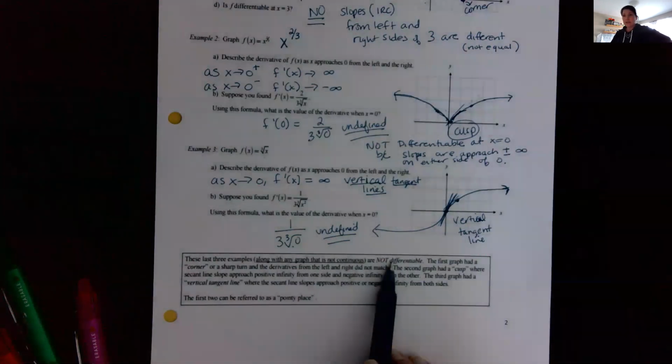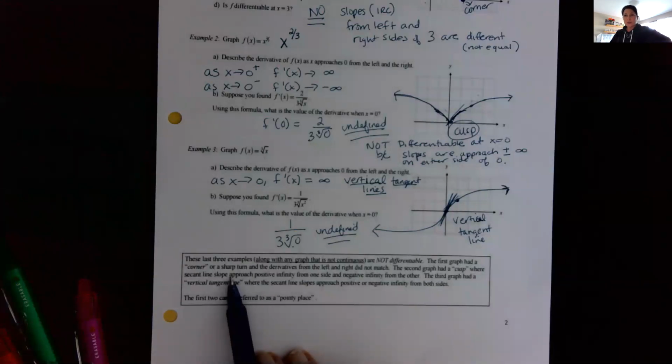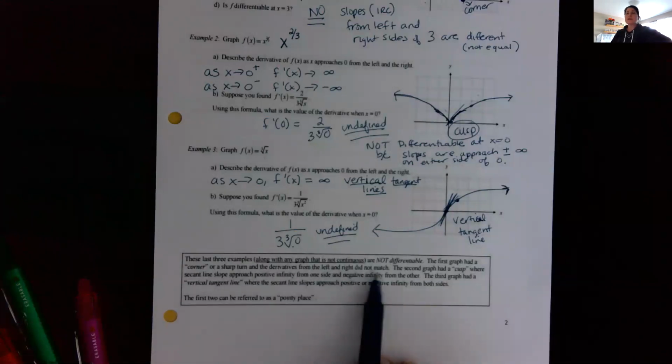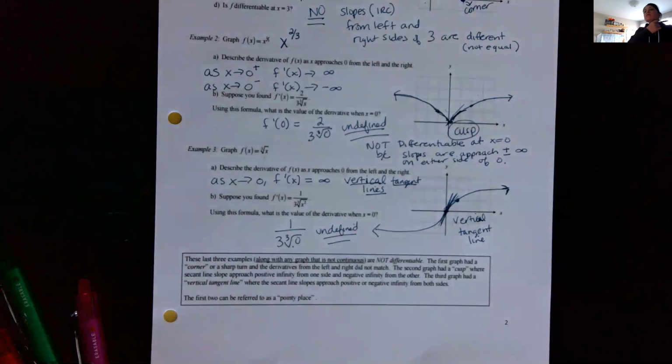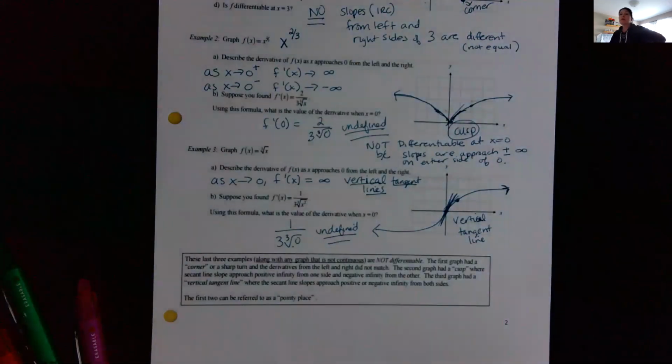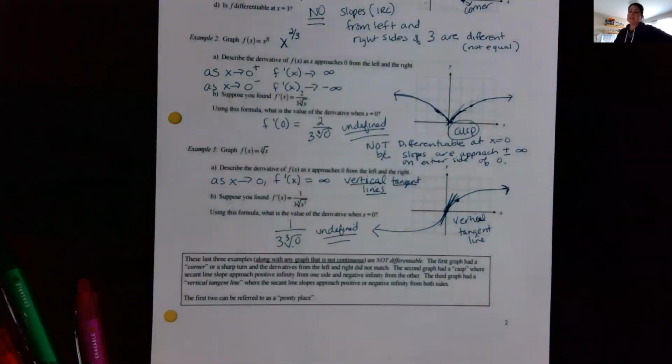But, okay, the last 3 examples, along with any graph that is not continuous, are not differentiable. The first graph had a corner or a sharp turn, and the derivatives from the left and the right did not match. The second graph had a cusp, where the secant line slope approaches positive infinity from one side and negative from the other. The third graph had a vertical tangent line, where the secant line slopes approach positive or negative infinity from both sides.